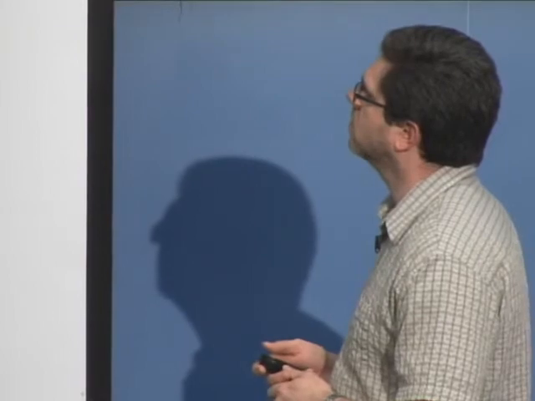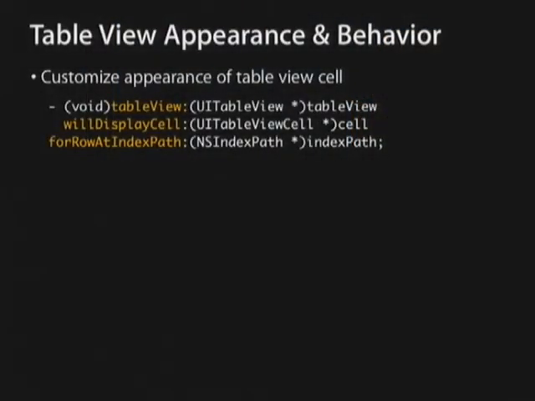So we'll talk a little bit about appearance and behavior. If you want to change the appearance of a cell, there's a callback table view will display cell for row at index path. This is after we've done all of our configuration on the cell. You can do anything you'd want at this point. You can change colors and styles and fonts and whatever you'd like. These are all things you can do without having to create your own subclass of cell.